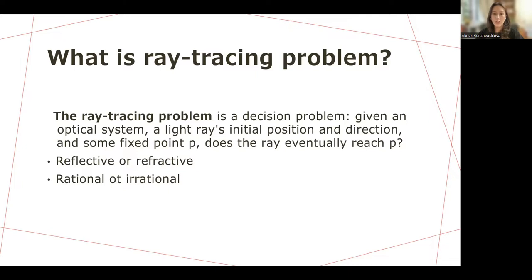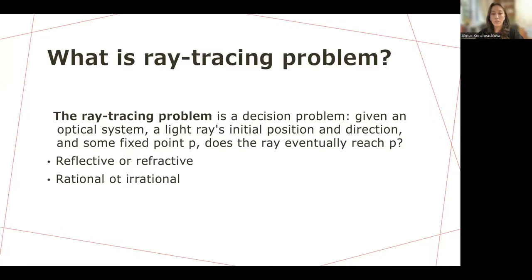We can say that the ray tracing problem is rational if the path of the ray is represented as a union of line segments bounded by rational coordinates throughout the system. Otherwise, we say that the problem is irrational. It seems that the rational ray tracing problems are not so difficult in terms of complexity.